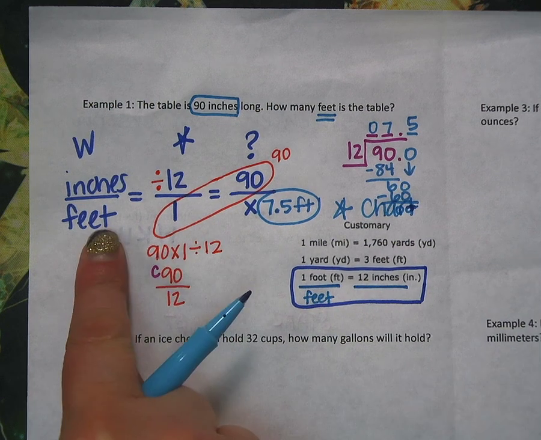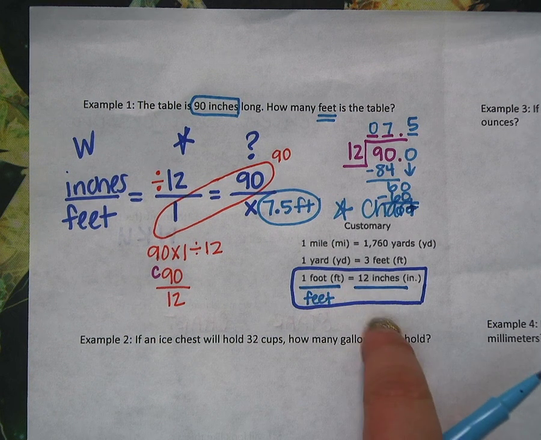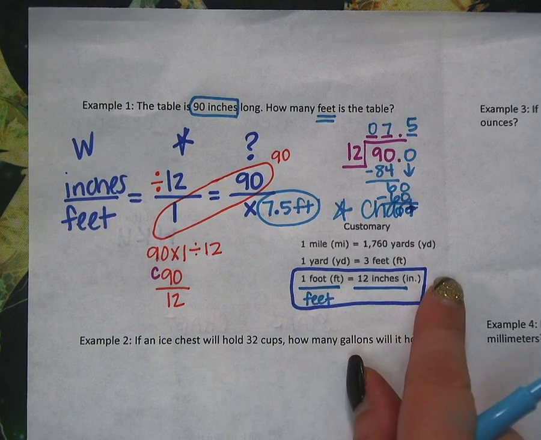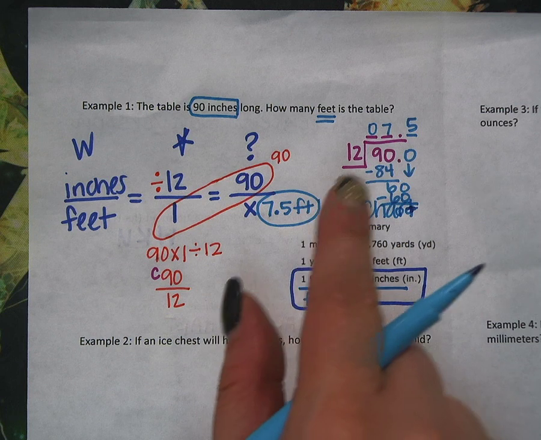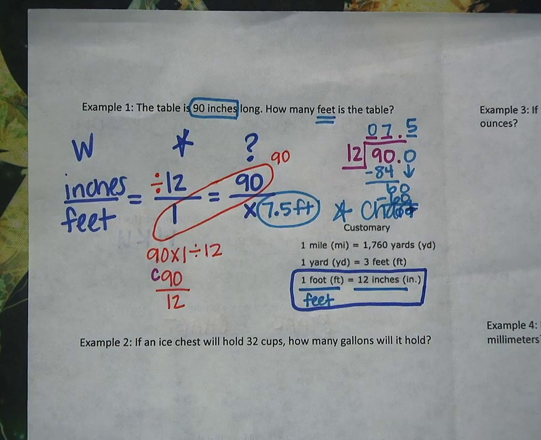So again, start with your words. The middle information comes from your star chart. You need one piece from the left and one piece from the right. And then your third number is your number by itself, which was in the question, 90.